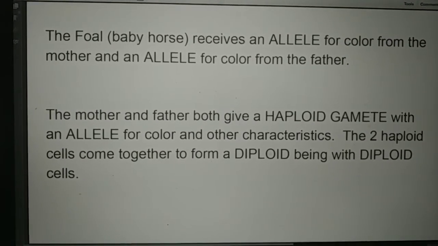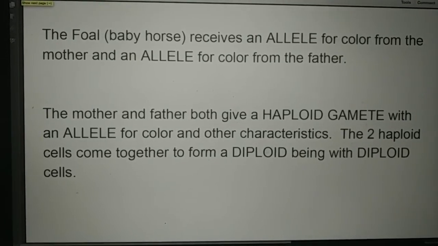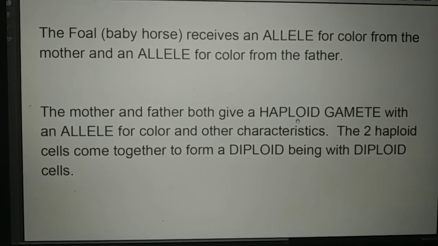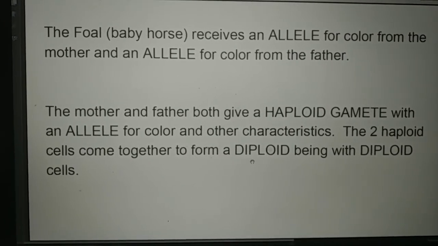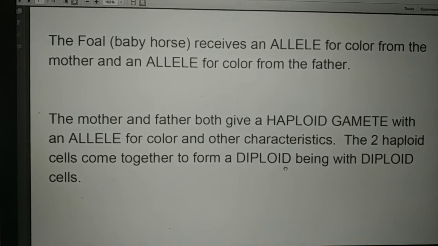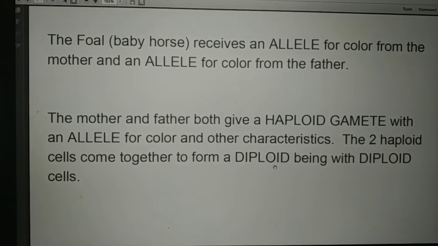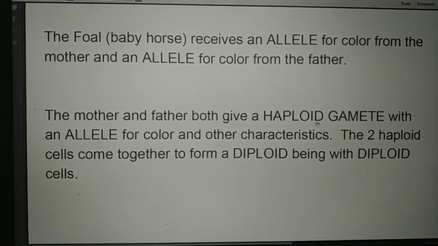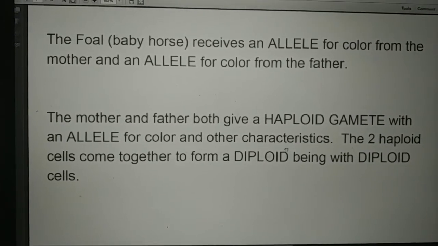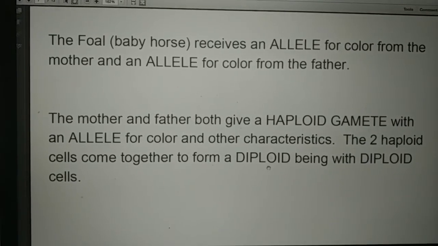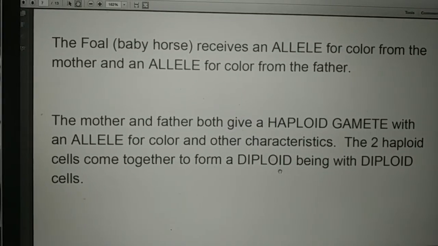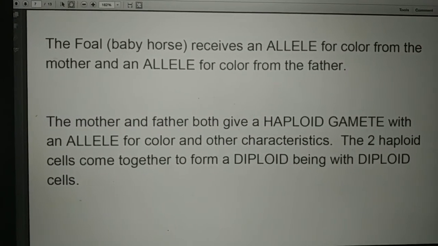The two haploid cells are going to come together and form a diploid cell. The diploid cell means that it has a half and a half together. So now, instead of single sets of chromosomes, it has pairs of chromosomes. Haploid would be single sets of chromosomes, and diploid means pairs of chromosomes, each pair being a combination of the mother and the father. And so this is the pairs of chromosomes, the pairs of DNA, necessary for life.